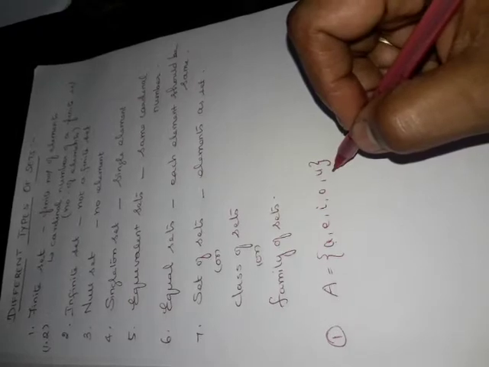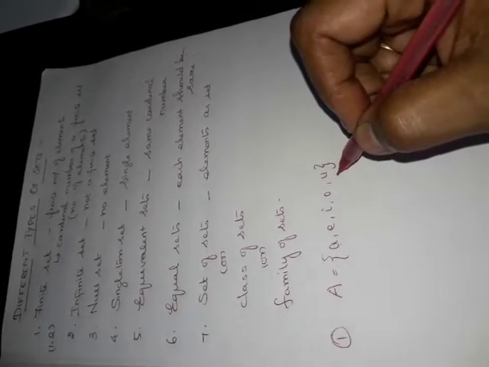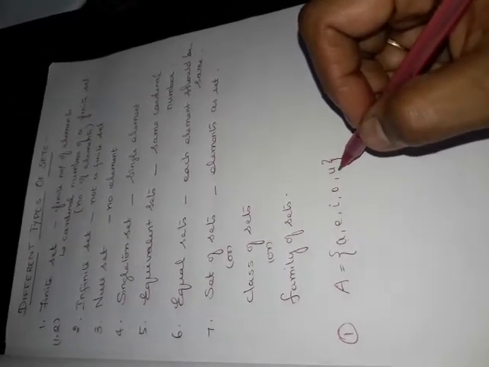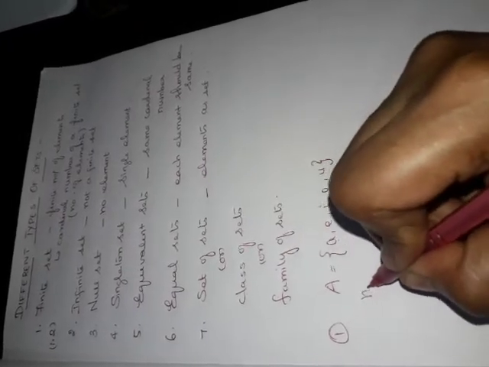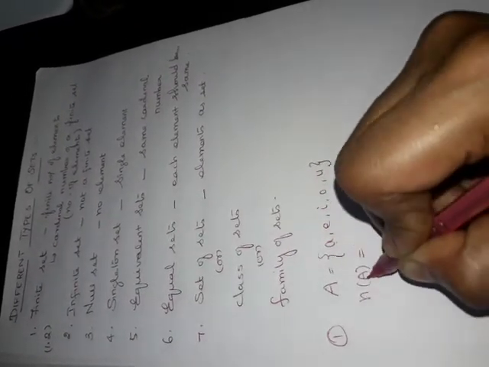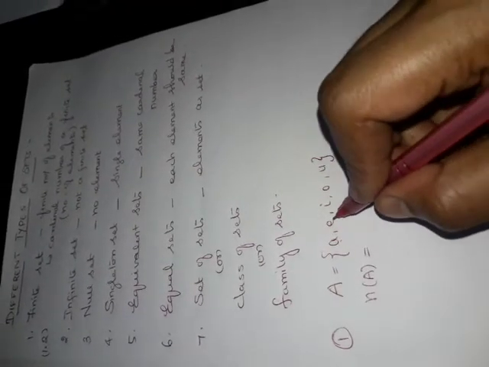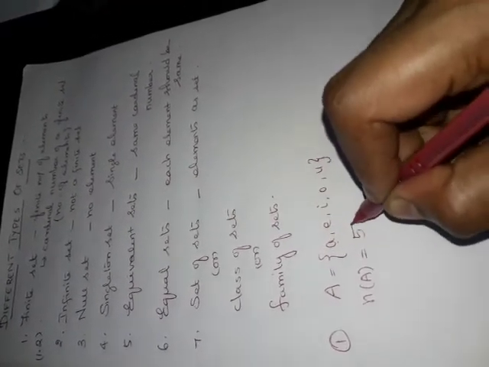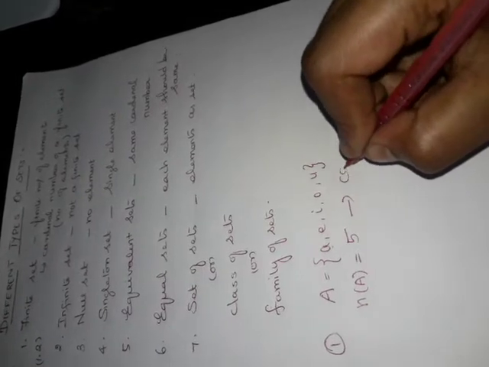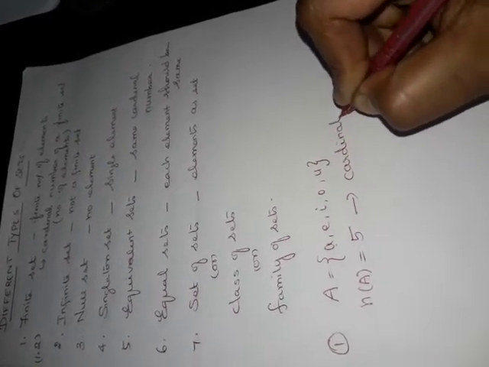When we talk about finite set, then obviously we can say what the cardinal number of the set is. Cardinal number is denoted by n of. N of means number of. So n of A is here 1, 2, 3, 4, 5. So here it is 5. This is called the cardinal number of the set. Right? Cardinal number of a set is the number of elements of the particular set.